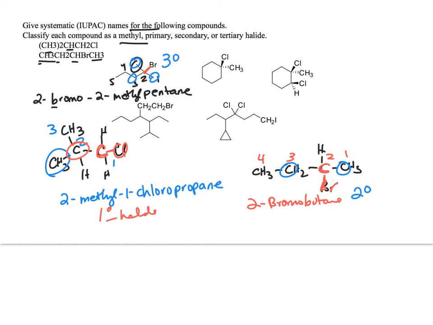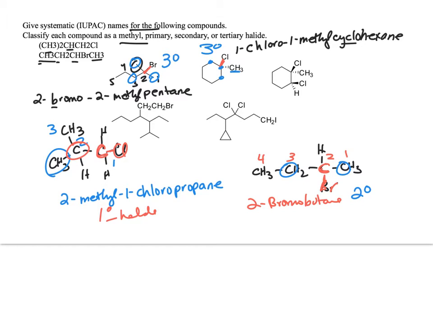This compound here would be 1-chloro-1-methylcyclohexane. So cyclohexane, and you look at the carbon that's bonded to the chlorine there, and you see how many carbons is that carbon connected to? 1, 2, 3. So that makes it a tertiary halide.